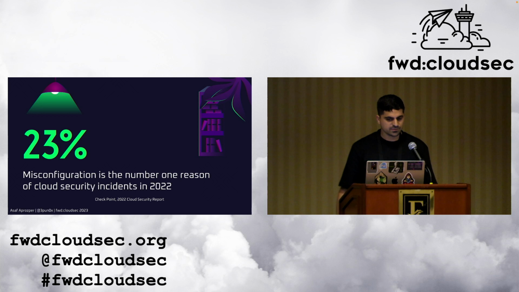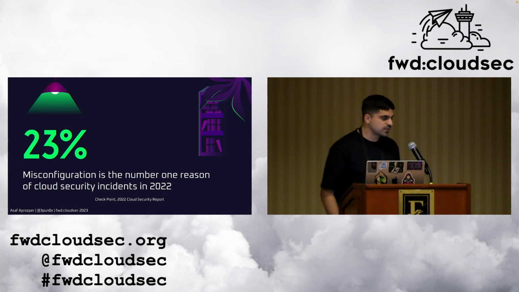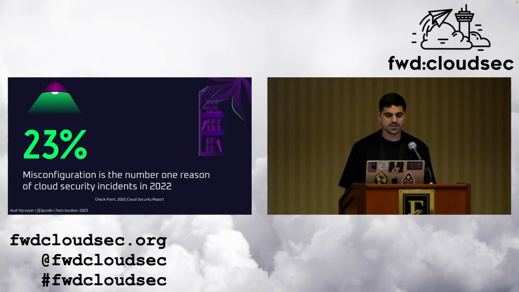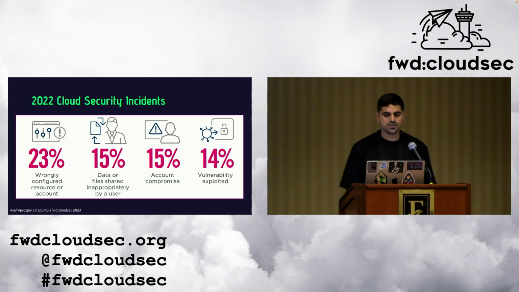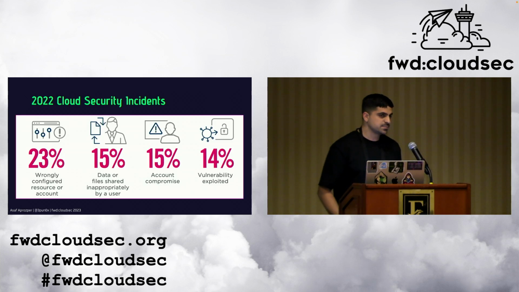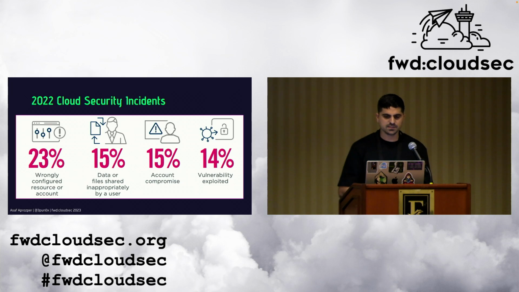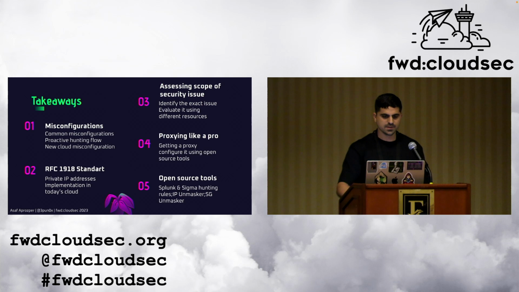I would like to start with an interesting fact. Did you know that misconfiguration was the #1 reason for cloud security incidents in 2022? Yeah, that's right. Misconfigurations were reported by 23% of organizations as their biggest security issue. That's followed by data that got accidentally exposed by users, 50%, and account compromise, another 50%. So we've got a lot to unpack today.